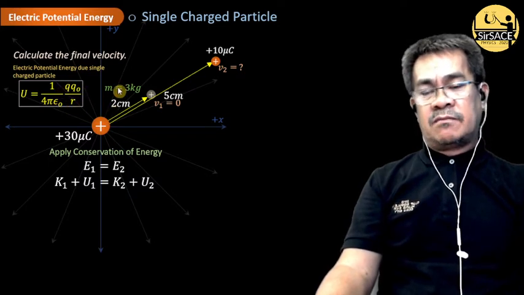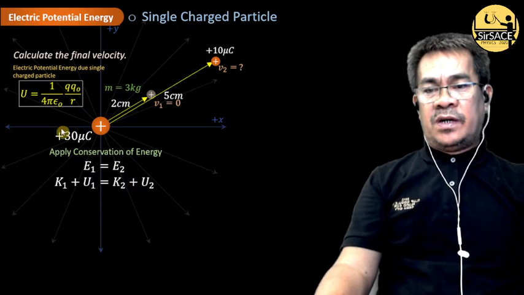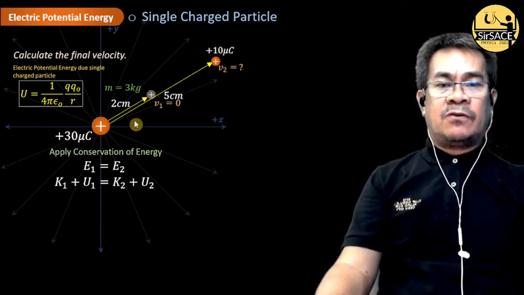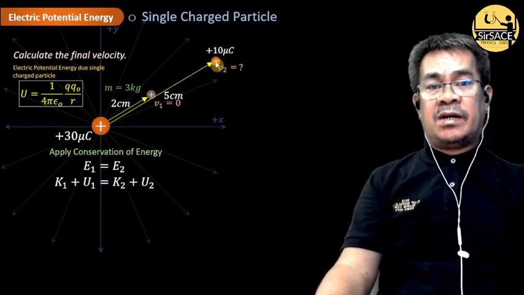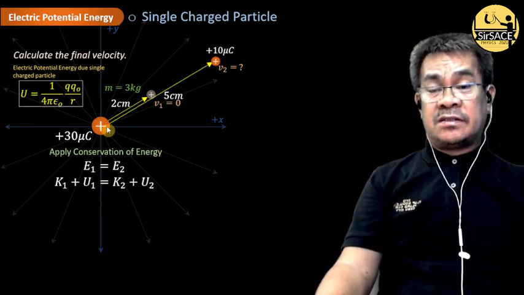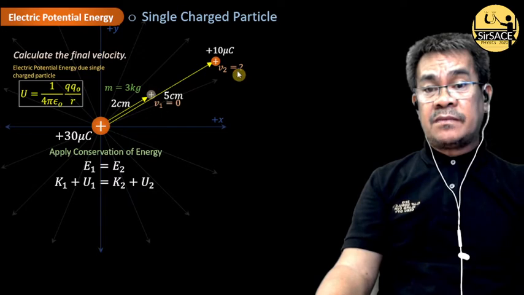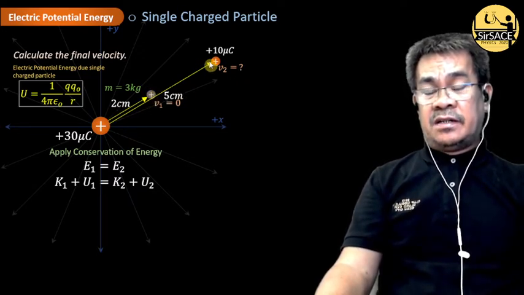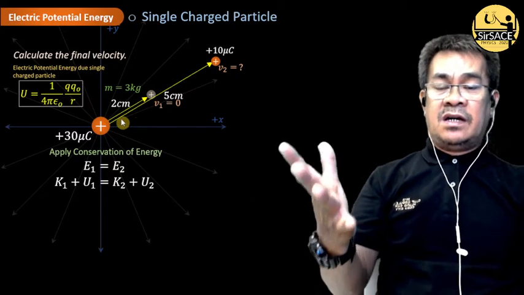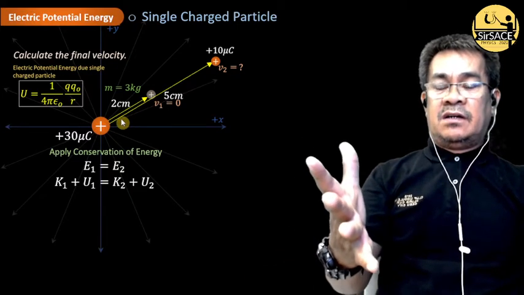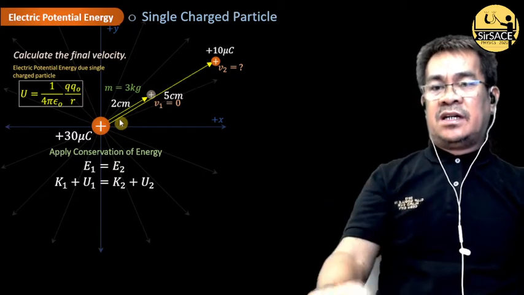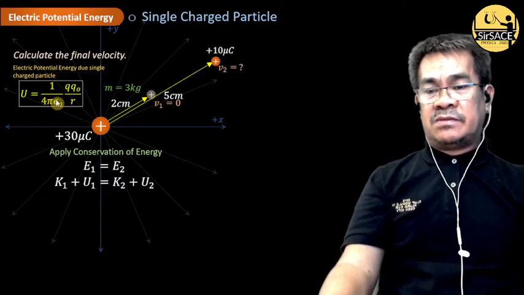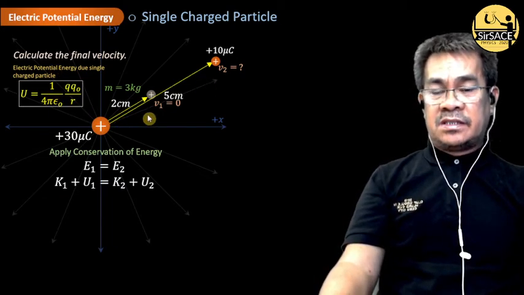So in this case, nothing to worry because we are given the source charge as positive 30 microcoulomb and the moving charge is 10 microcoulomb. And the distance, take note that we have this distance 2 in the initial and 5 in the final. So nothing to worry as far as the potential energy is concerned because we have this formula and we have this data.